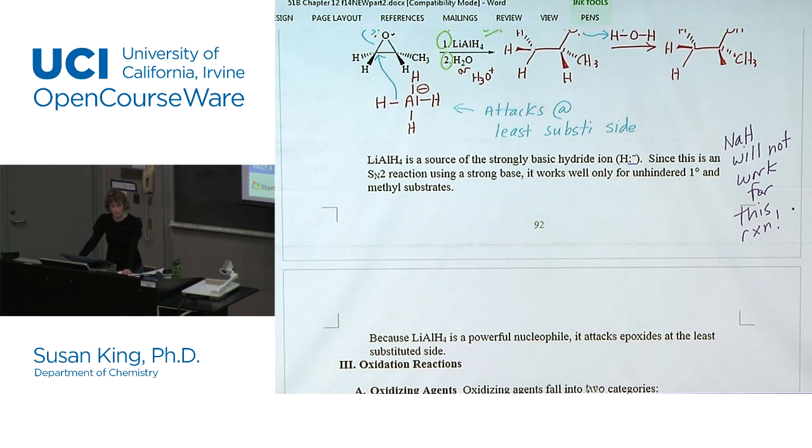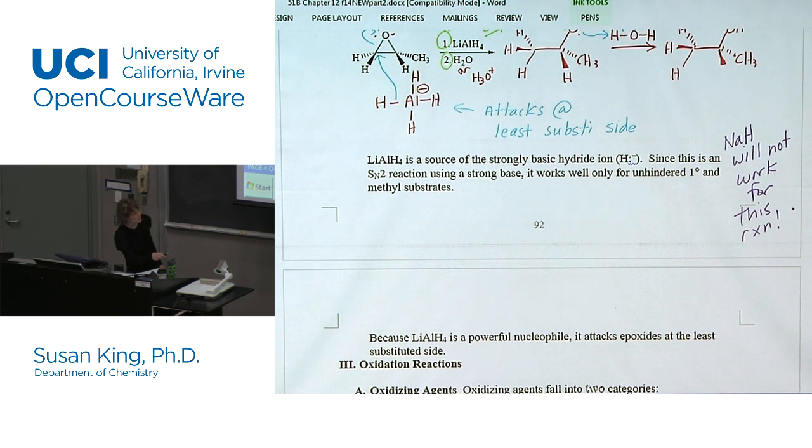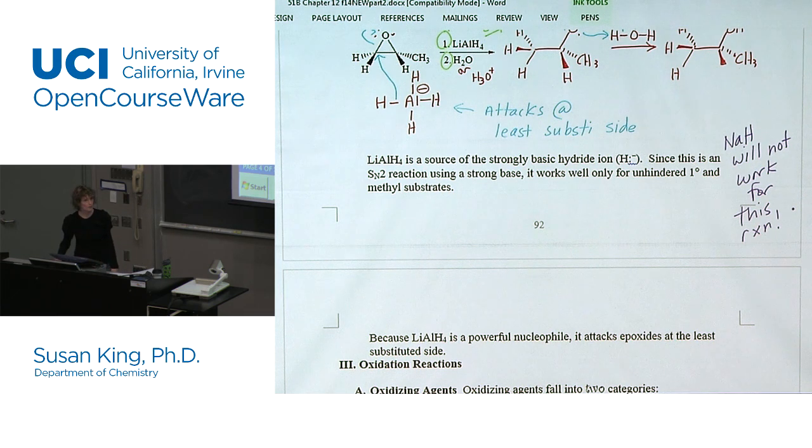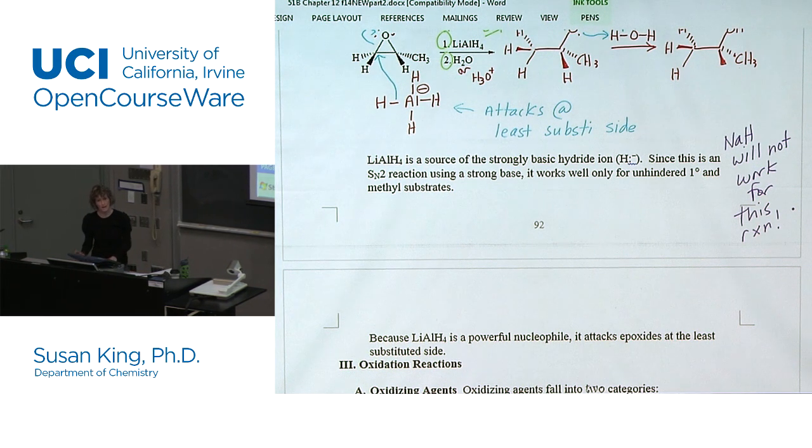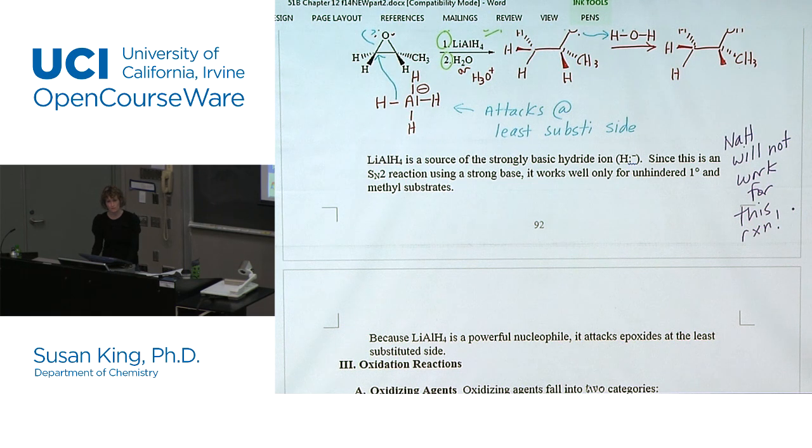Even though they're both hydride sources, the difference here is that sodium hydride is actually an ionic compound, with H minus. This is a covalent bond here between the aluminum and hydrogen. And so they don't react the same way. NaH only does acid-base reactions. It never acts as a nucleophile. So that's a good thing to remember. Let's write that down. NaH only does acid-base reactions. It never acts as a nucleophile.